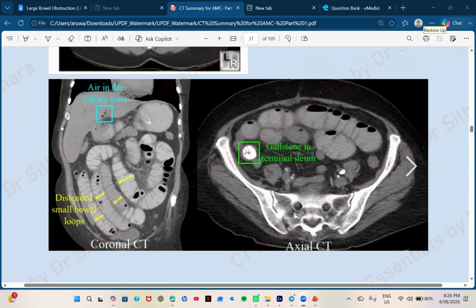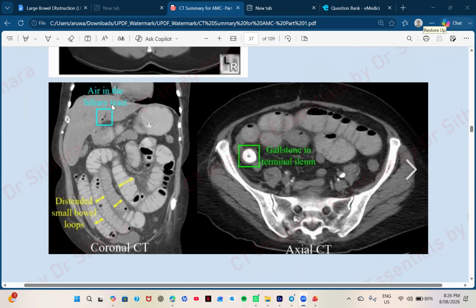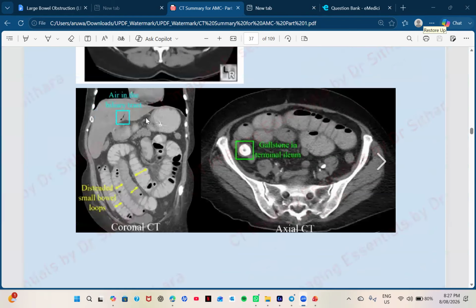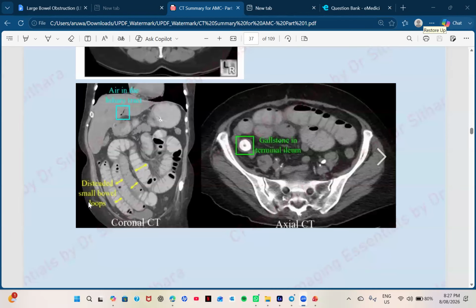Gallstone in terminal ileum, right? Here, air in the biliary tract. Can you see a small air in black, right? Air in the biliary tract, then other than that, distended small bowel loop, small bowel obstruction. Here you can see this triad, right?